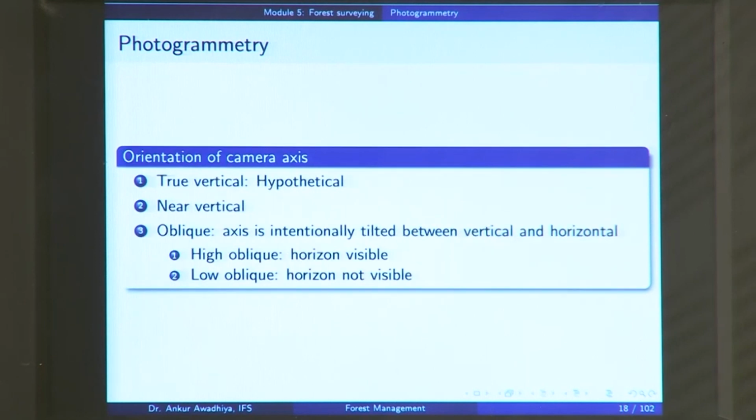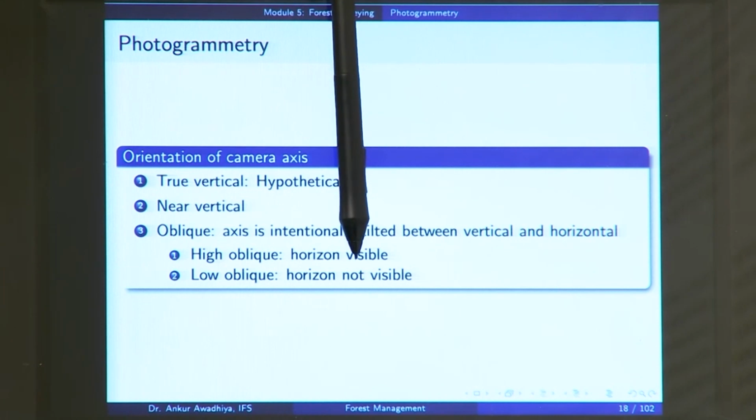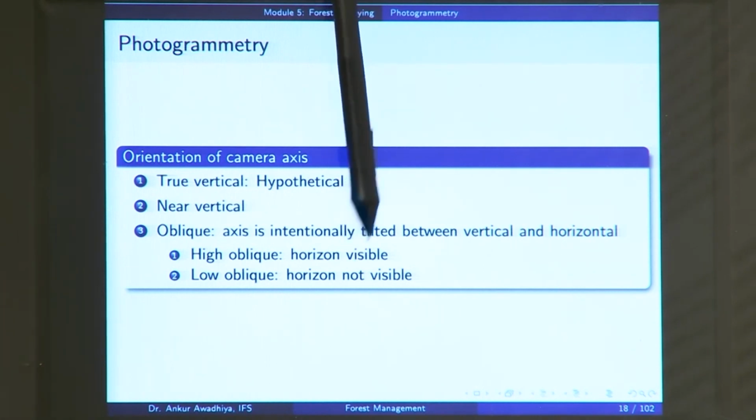Now, when we are talking about photographs, especially from an aerial or a space platform, we have different kinds of orientation of the camera axis. You can have a camera axis that is true vertical, which is mostly hypothetical, or near vertical. When we say near vertical, it means that the camera is directly looking down upon the earth. So that is a near vertical image.